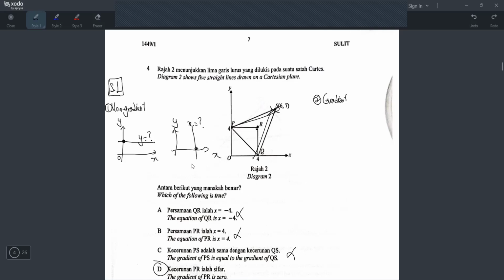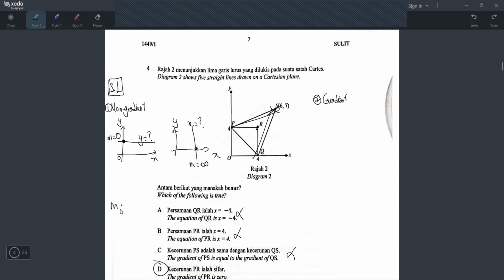And if you want me to tell you the gradient for this line, it will be 0. Okay, sorry. Terbalik. If you want me to tell you this line, the gradient will be 0 here, right? For this type of line. But for this type of line, the gradient is infinity. Okay, it's math error. Okay, let me just prove to you quickly why it is math error.